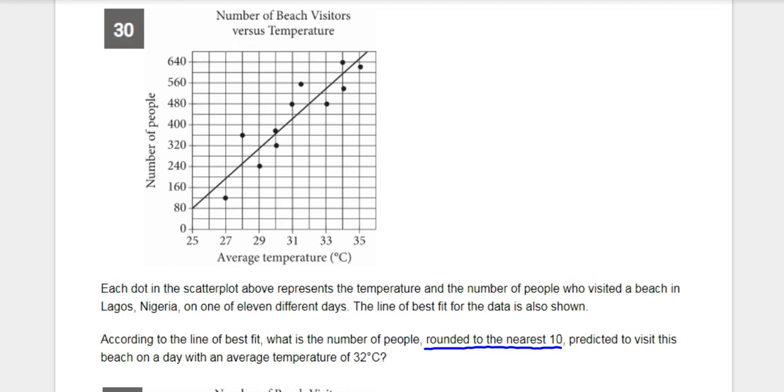Predicted to visit the beach on a day with an average temperature of 32. So basically, if it's 32 degrees out, how many people are going to come to the beach, rounded to the nearest 10? Well, my temperatures are down here, so 32 is this line. So if you go all the way up to there. Now, I've had students in the past who mistakenly pick the dot that's closest and use that dot's information. Don't do that. The predicted number is right on that best fit line. So that dot right there is what we need.